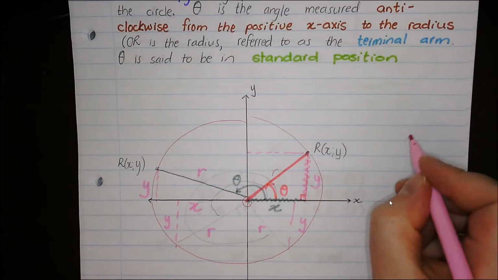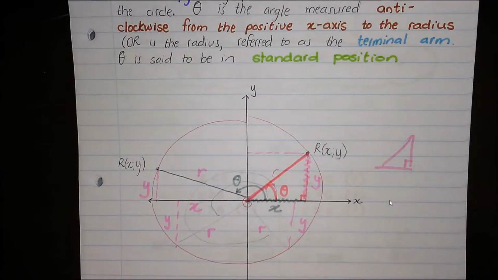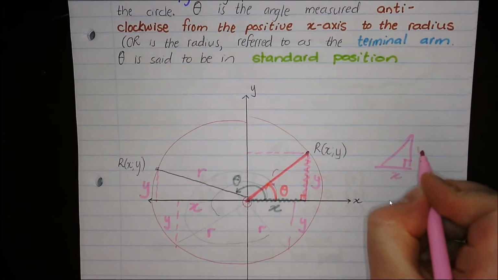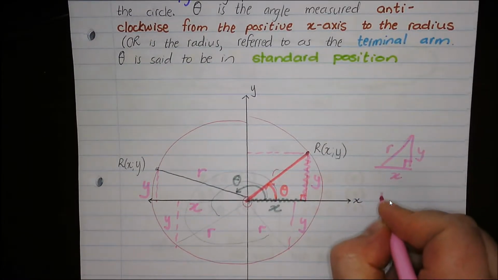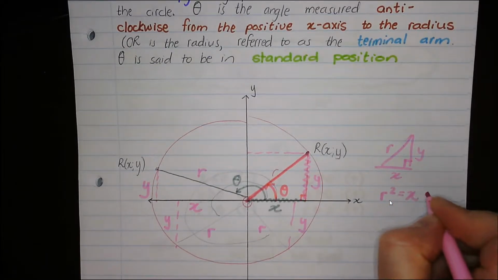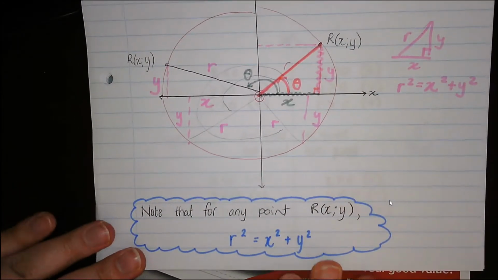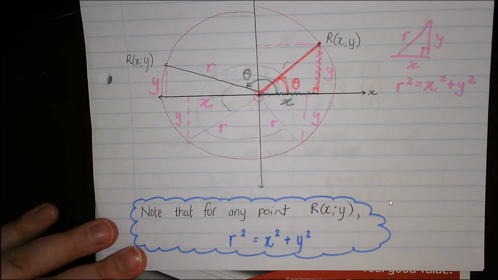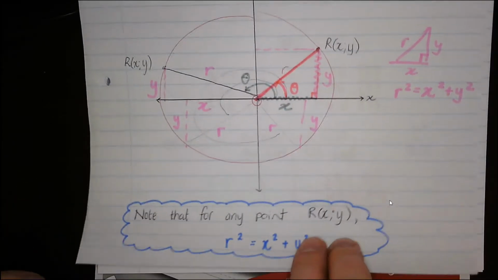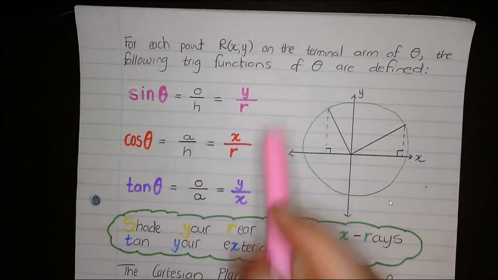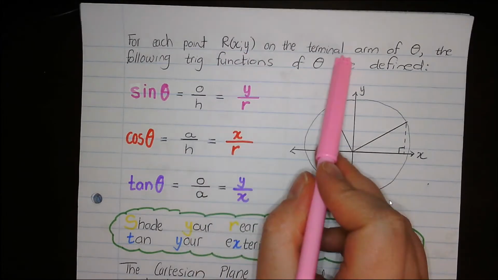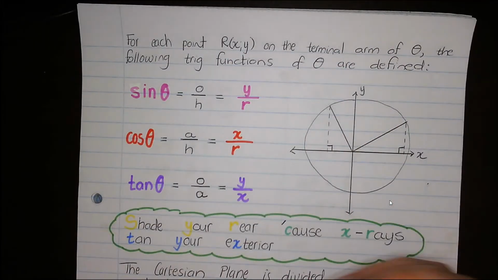Now remember, in any right-angled triangle, if this is x and this is y and this is r, then the hypotenuse squared is equal to one of the sides squared plus the remaining side squared. So for any r value on our Cartesian plane, the radius squared is equal to the x value squared plus the y value squared. So for each r value on the terminal arm of theta, the following functions of theta are defined.